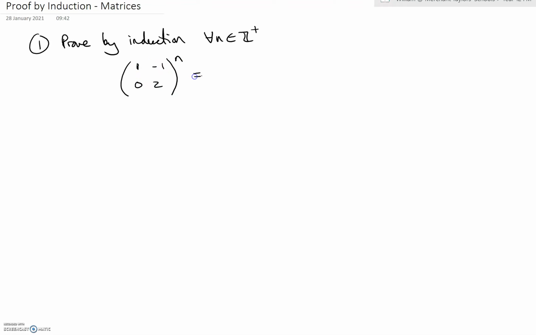Proof by induction always follows the same kind of steps. We test for n equals 1, prove it's true for that. We assume it's true for n equals k, and then we look at the case of n equals k plus 1. So with matrices, it's no different. So in this question, we're going to prove by induction that for all positive integers n, this matrix is equal to this. So first step always the same, we test for n equals 1.